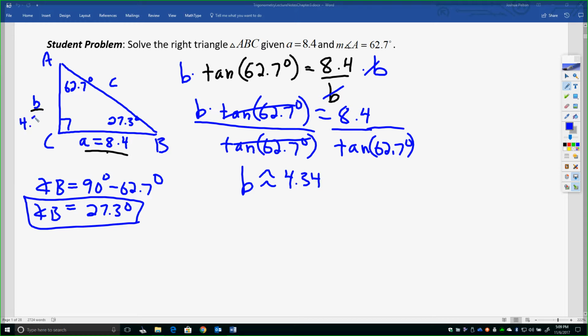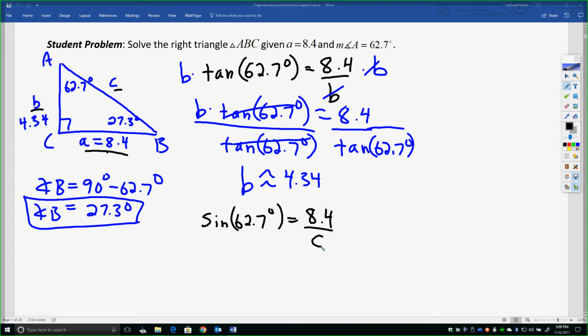What's important here is when I solve for the C, I can't use the B because B is an approximation. That would throw my answer off. So I have to use the A again to get an answer that's closer to the real answer. That's going to be opposite and hypotenuse, which is the sine. So the sine of 62.7 degrees equals the opposite over the hypotenuse. And we can solve thusly.